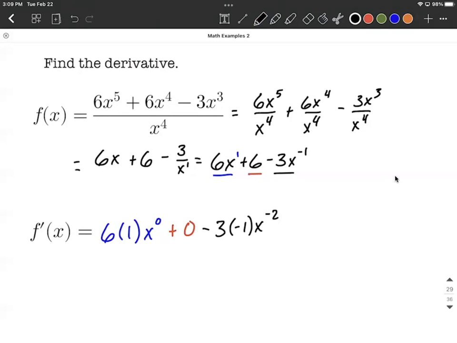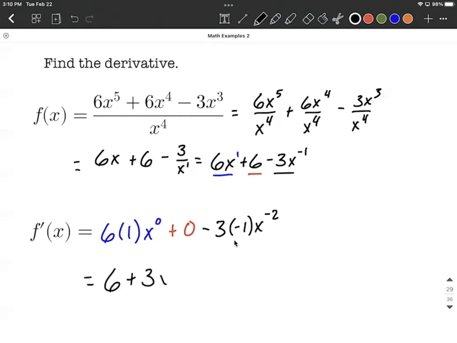If we do 6 times 1 is going to be 6. And it's still multiplied by that x to the 0 power. But hopefully we recall anything raised to the 0 power is a 1. So the 6 is still multiplied by 1. I don't need to write that next to it. The plus 0 in the middle, we don't really need to bring that down. And then that last term, we have negative 3 times negative 1 is going to make positive 3.